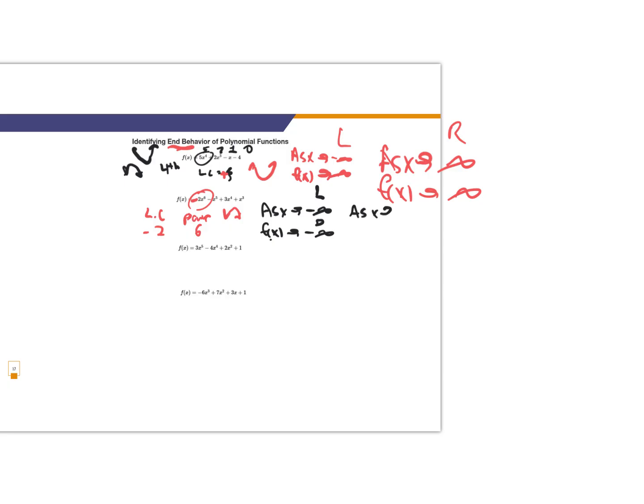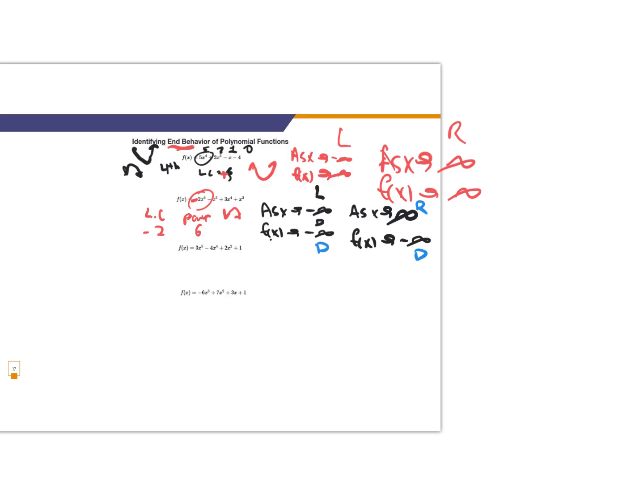As x goes to the right, that's infinity, f of x still goes down. So again, if it helps you to put some letters there at the beginning: left, right, down, down. Third one.